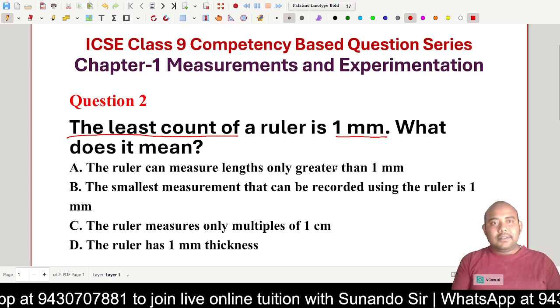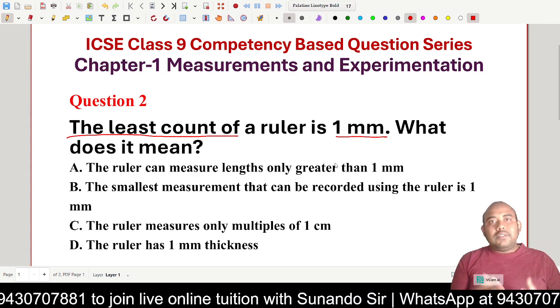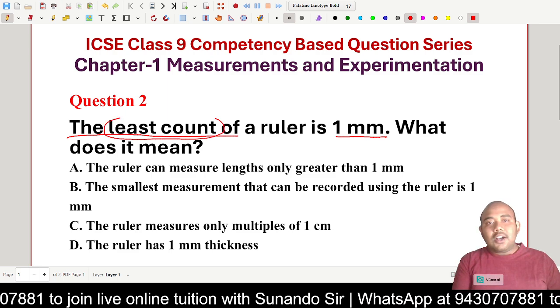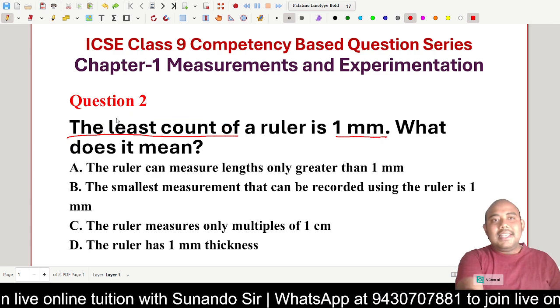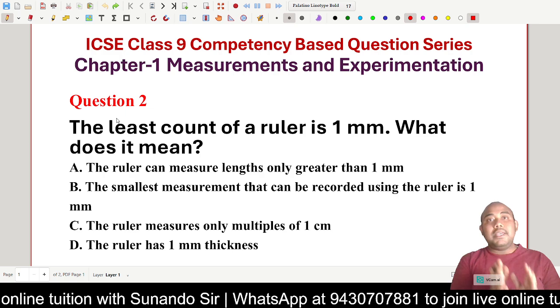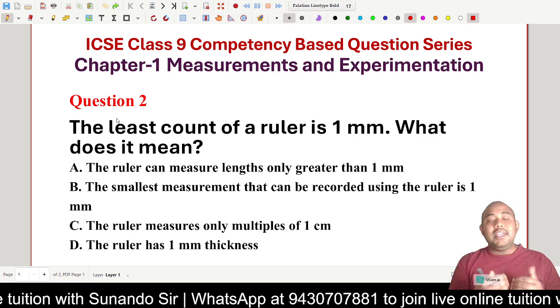What does it mean? So to solve this question, we need to know the meaning of least count. What is the meaning of least count? Least count means the smallest measurement that you can take from any instrument.